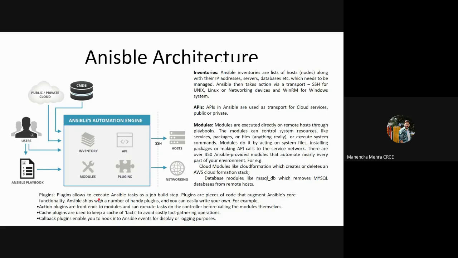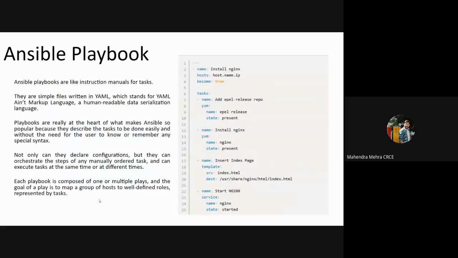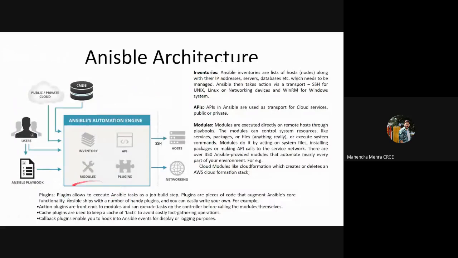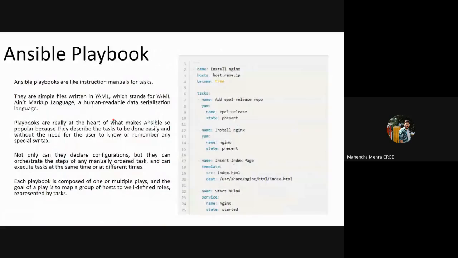So this was all about Ansible architecture. Now the most important part of Ansible is its playbook. So when we say we push something into the host machine, it is basically we want to execute a playbook, right? So in Ansible, the administrator will write a playbook. Playbook will basically describe what needs to be done on the host machines, right? So playbooks are like instruction manuals for the task.